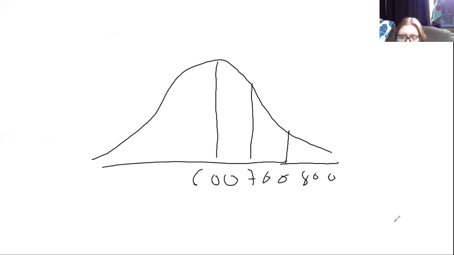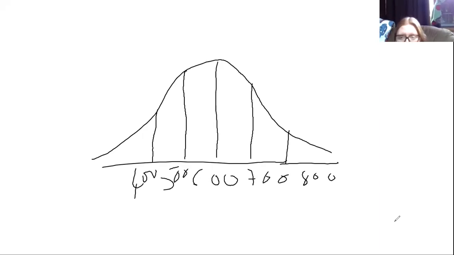Do you have an idea how I'm getting the numbers? The standard deviation is 100. So if you move one standard deviation above the mean, you get to 700. Two standard deviations, you get to 800. If you go one standard deviation below the mean, you get to 500. If you go two standard deviations below, you get to 400, and so on.